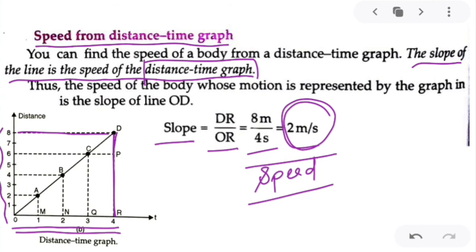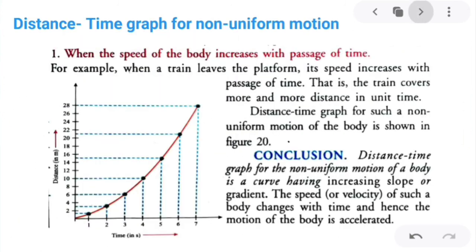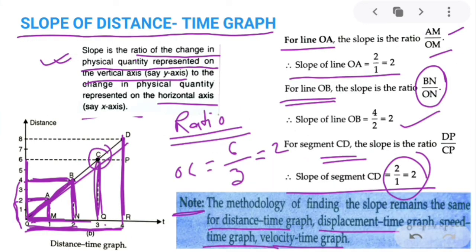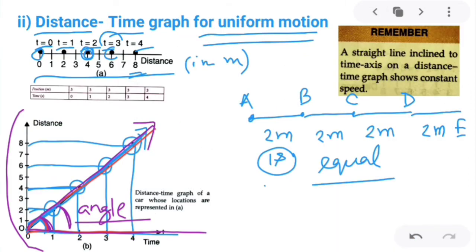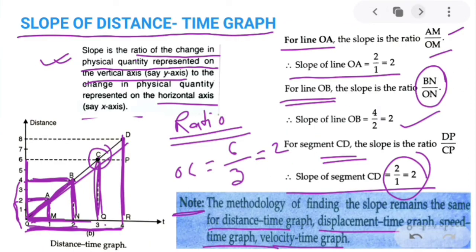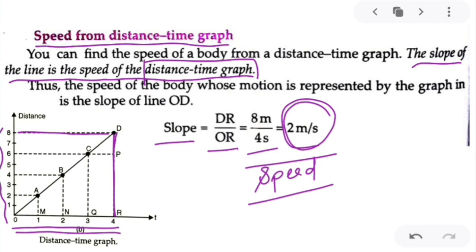The slope of the distance time graph represents speed. So this is a very important concept, and it is used to solve some graphical numericals. We will apply this. So what we have learned is that from the uniform motion we can find the slope, and from the slope we can find the speed of an object.